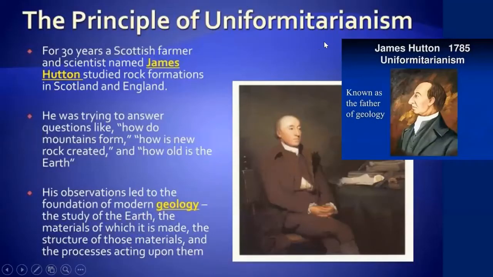So this principle of uniformitarianism actually came about from James Hutton in 1785, and he became known as the father of geology. That means the planet Earth, the rocks. He was a Scottish farmer and scientist, and he studied rock formations in Scotland and England. What he was trying to do is answer questions like, how do mountains form? How is new rock created? And how old is the earth? His observations led to the foundation of modern geology, the study of the earth, the materials of which earth is made, the structure of these materials, and the processes that act on them.